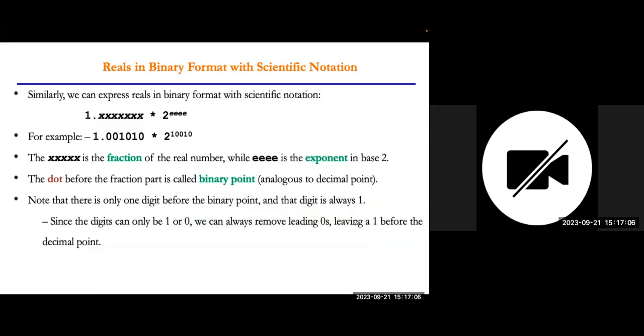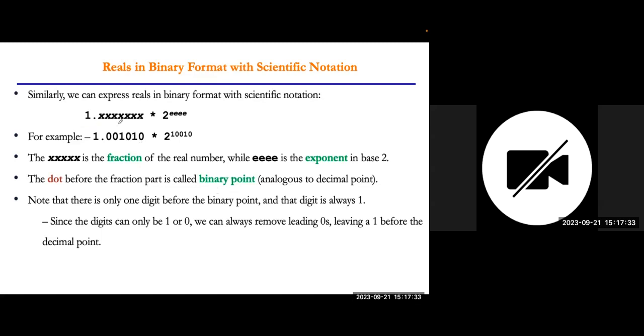So similarly to the decimal real number representation in scientific notation, the real numbers in binary format with scientific notation are similar. Before the dot, it will have only one digit. That means the notation is having one. So we can express the real numbers in this scientific format, with a sign.